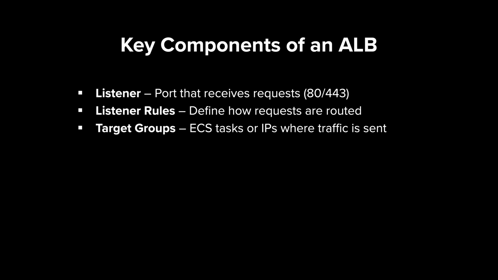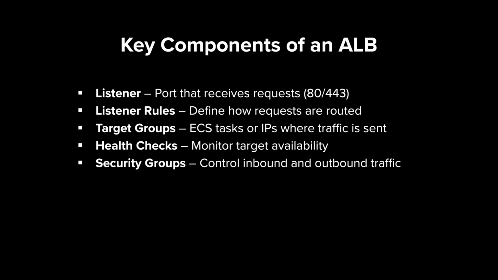Third, target groups. A target group is simply a collection of ECS tasks or IP addresses that will receive traffic. Each service in ECS usually maps to its own target group. Fourth, health checks. ALB constantly checks the health of your ECS tasks. If one becomes unhealthy, ALB automatically stops sending traffic to it and only routes requests to the healthy ones. This ensures high availability. Fifth, security groups. These act like firewalls for your load balancer. They control who can send requests in, and what outbound connections are allowed.